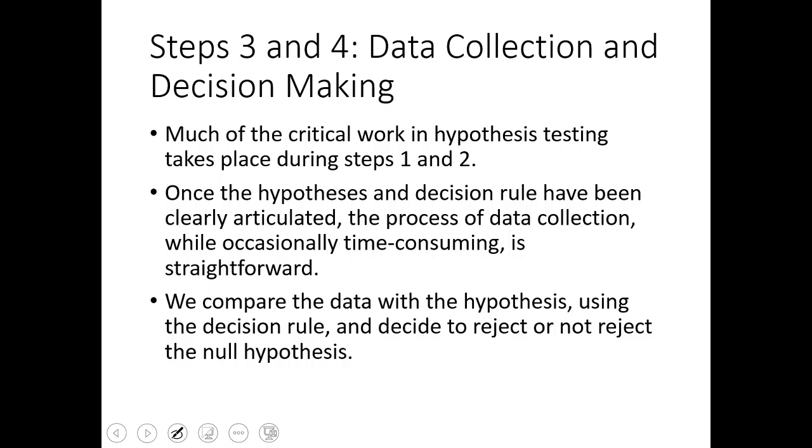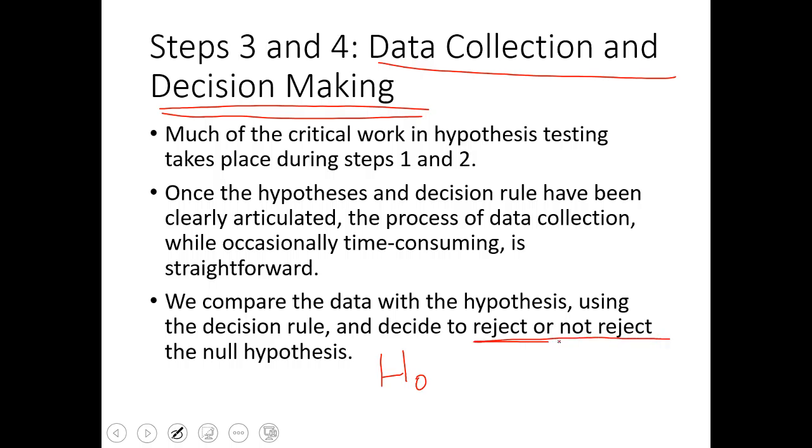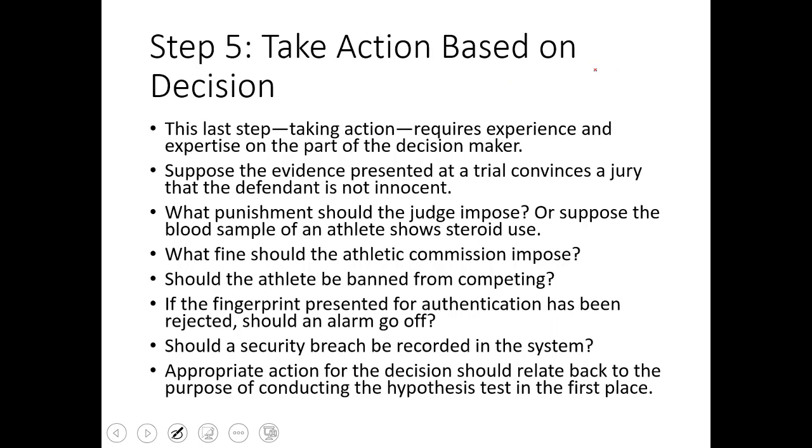After we have the decision rule, steps 2, 3, and 4 are data collecting and decision making. We collect the data from many methods, then apply the decision rule, and then make a decision. The decision means that we reject the null hypothesis or not reject the null hypothesis, based on the collected data. And whichever the result is, we take action based on it.